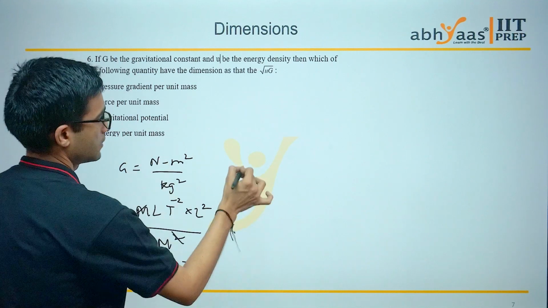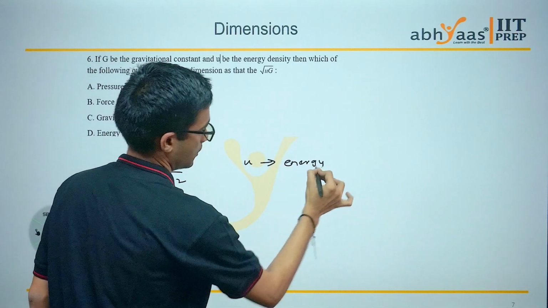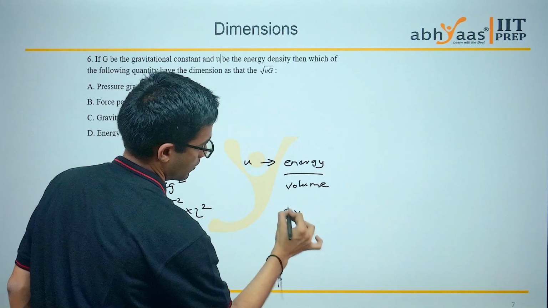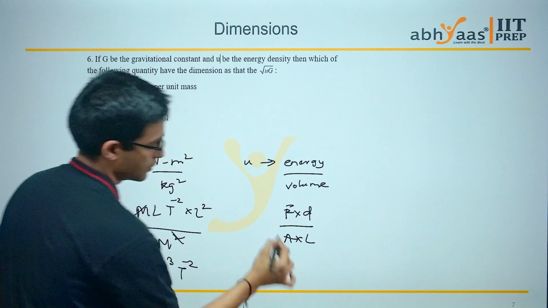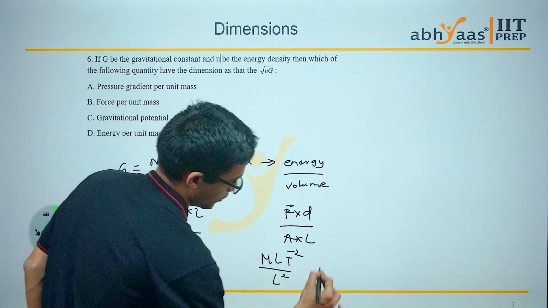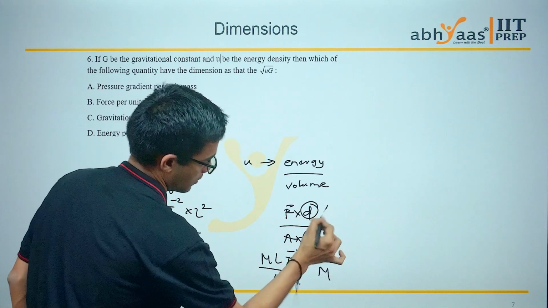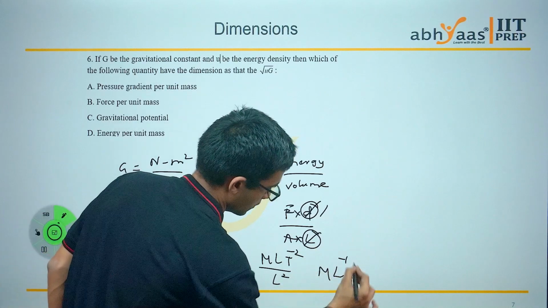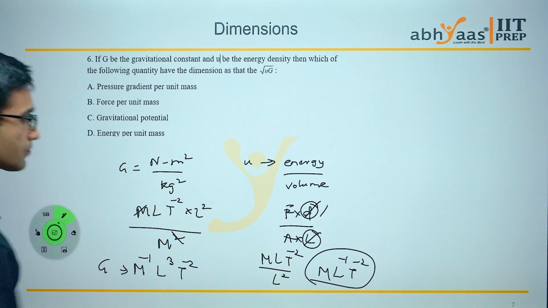Now similarly energy density U is energy per unit volume. Energy per unit volume, I already told this in the same video. F into d by A into L. So what you will get? M L T power minus 2 by L square. Because d is in meters, L is in meters, both will cancel. This one and this one will cancel. M L power minus 1 T power minus 2. So G and U.